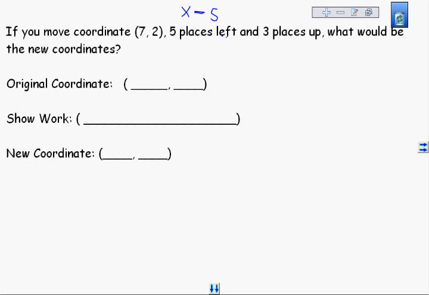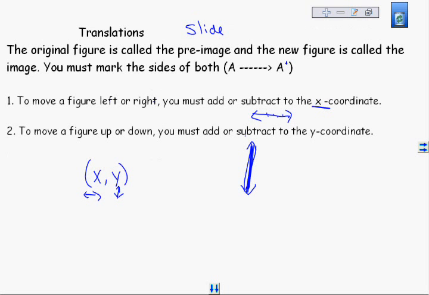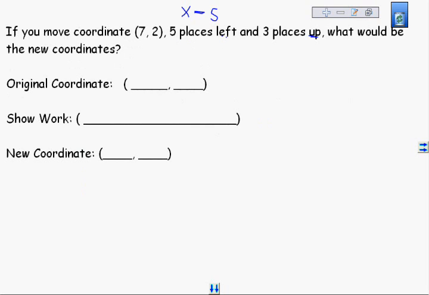3 places up. Up is with which coordinate? Up or down, you must add or subtract to the y-coordinate. So when you go up, you add, and we're going to add 3. So this is the formula that we're going to be using to change the coordinate. These are always very good to be able to write because this may be a question on an exam, or it can help you figure out how to move an entire image with multiple coordinates. So it's always good to write these down first before you start doing your work.